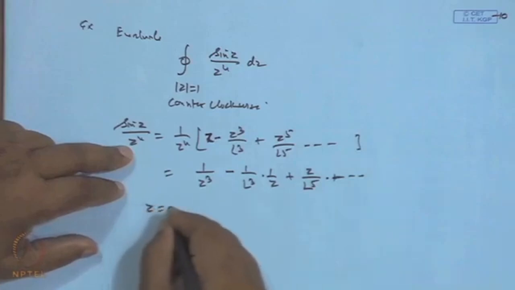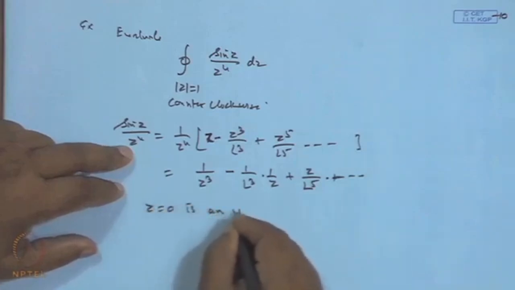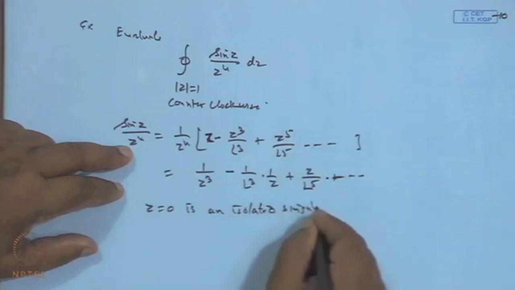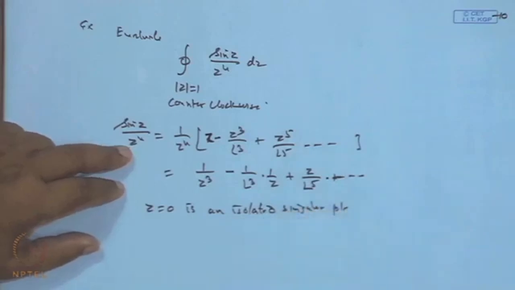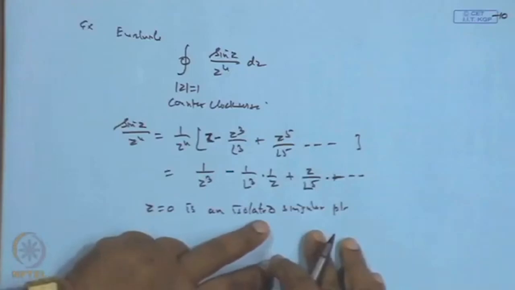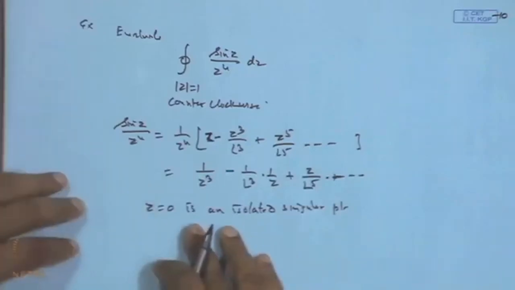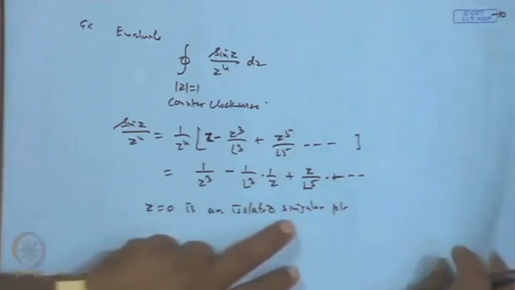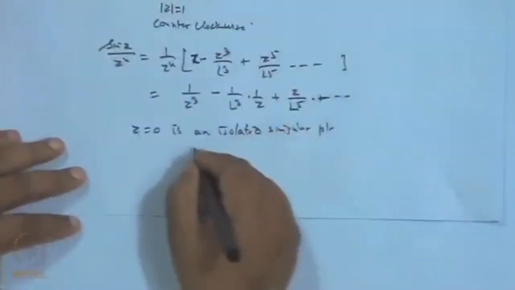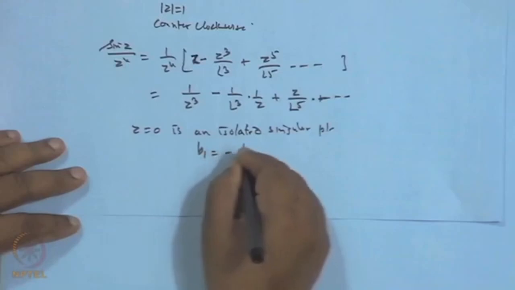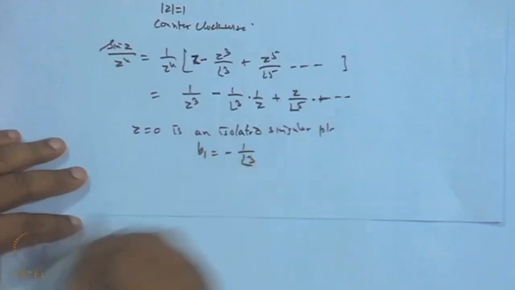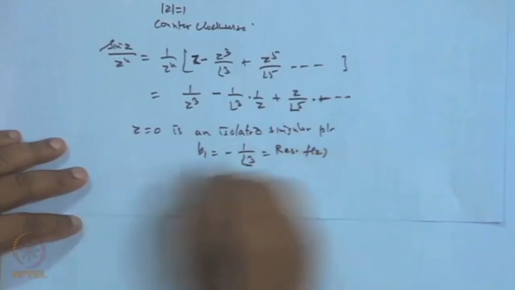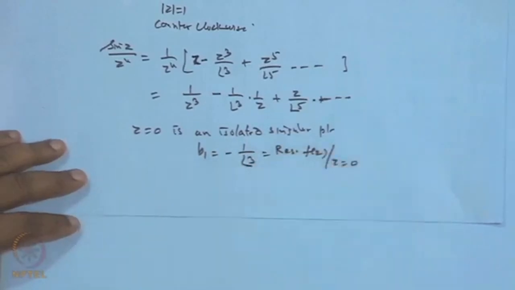Obviously, z equal to 0 is an isolated singular point, and it is, of course, a pole of order 3. Then what are our coefficients? b 1 here comes out to be minus 1 by factorial 3, that is the residue of the function f(z) at the point z equal to 0.